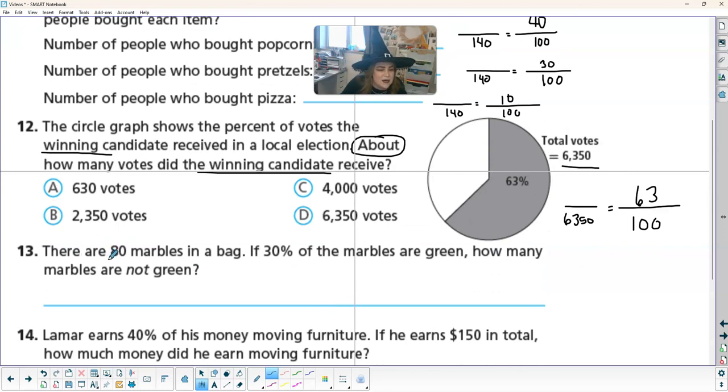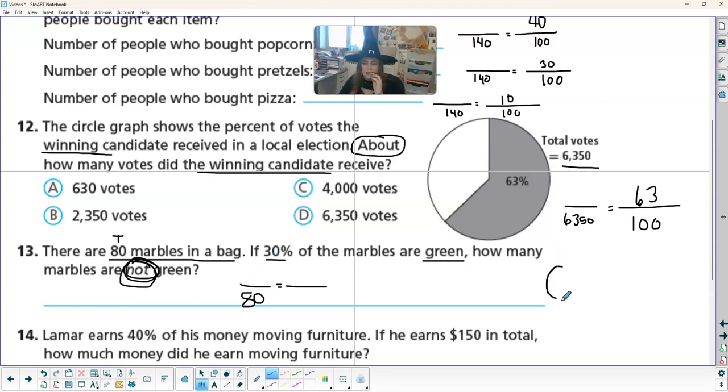And this one tells us there are 80 marbles in a bag, so that's the total. 30% of the marbles are green. How many are not green? So we're going opposite of what it says. So let's start with what we know. We know there's 80. That's not going to change. And I'm looking for how many are not green. Not green. 30% are green.